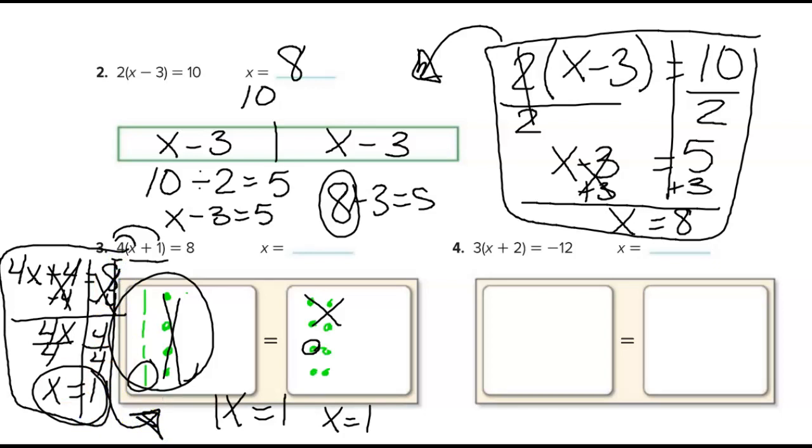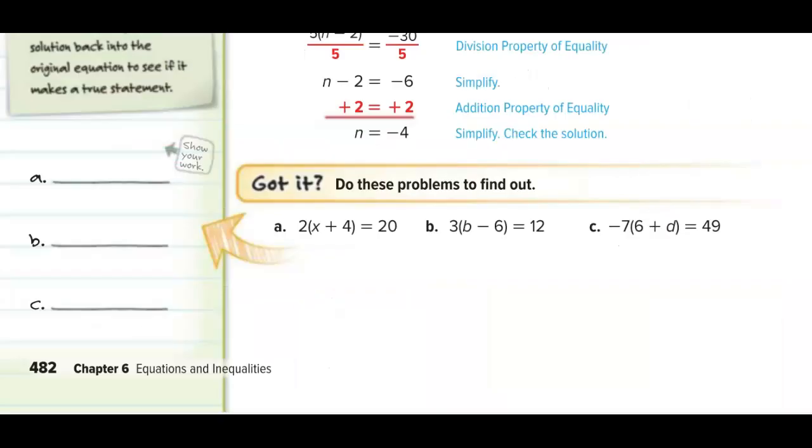So let's do a couple of just algebra problems together. I'm going to be on page 482, and we're going to be looking at got it A, B, and C. Okay, so in your book on page 482, A, B, and C, I want you to write down what I write down. So I am going to do it the method 2 way. You can do it the method 1 way if you'd like, but make sure you get the same answer I do. So you always draw your line down the middle.